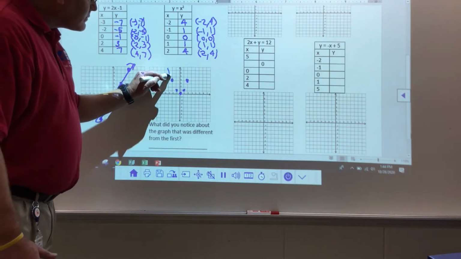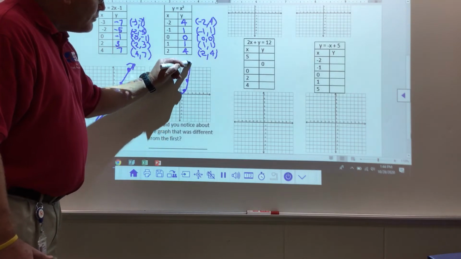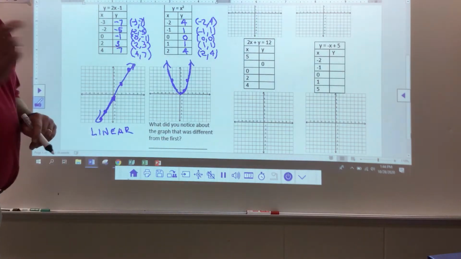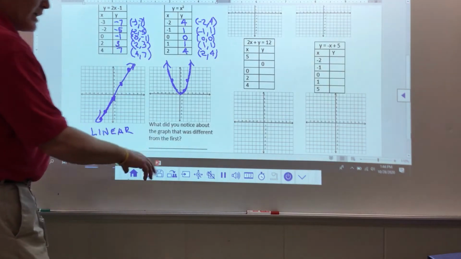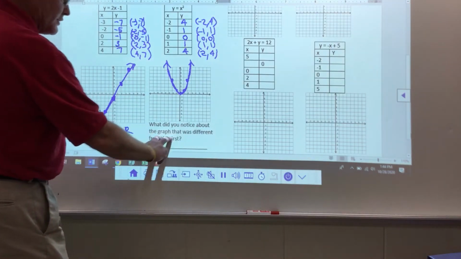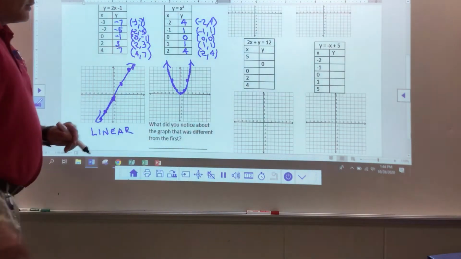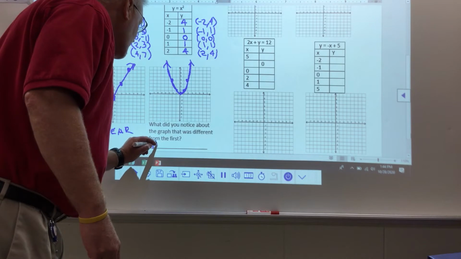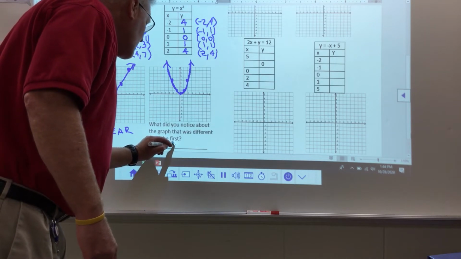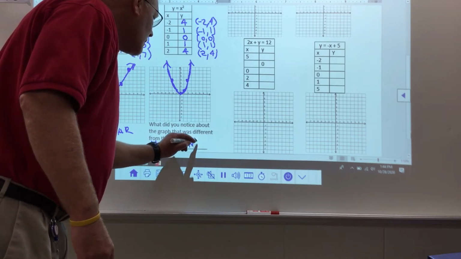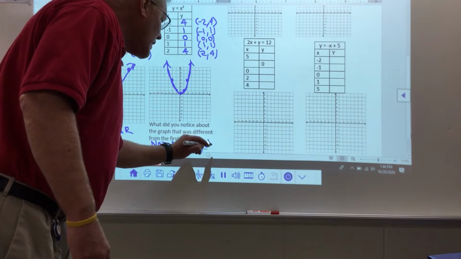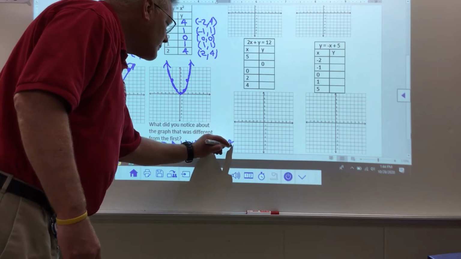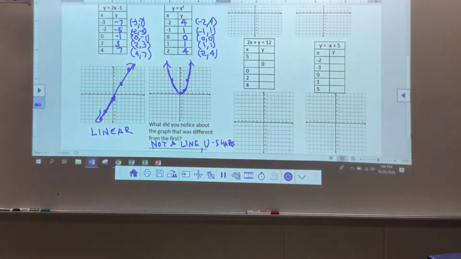Now, this one is going to be a little different than what we just graphed. That might look familiar to you, a U-shaped graph from Algebra 1. It says, what did you notice about the graph that was different from the first? Well, it was U-shaped, if you will. It's not a line. And if you wanted to, you could put U-shaped graph. So go ahead and write those down for a second.